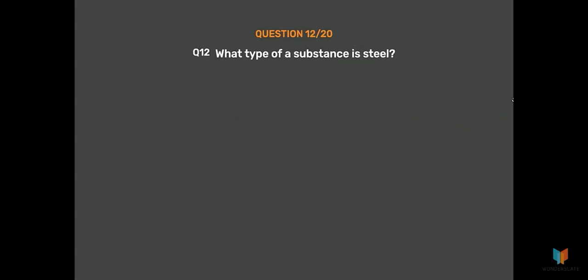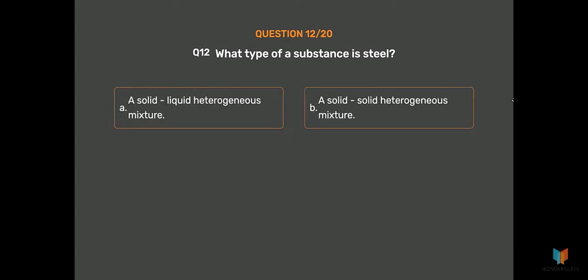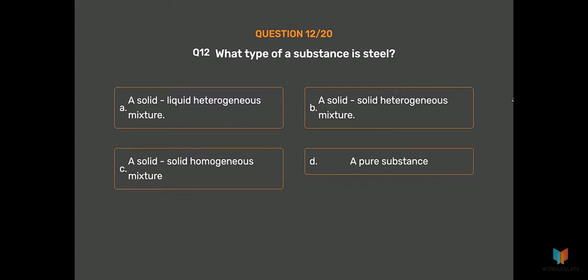Question number 12. What type of a substance is steel? Option A. A solid, liquid heterogeneous mixture. Option B. A solid, solid heterogeneous mixture. Option C. A solid, solid homogeneous mixture. Option D. A pure substance.